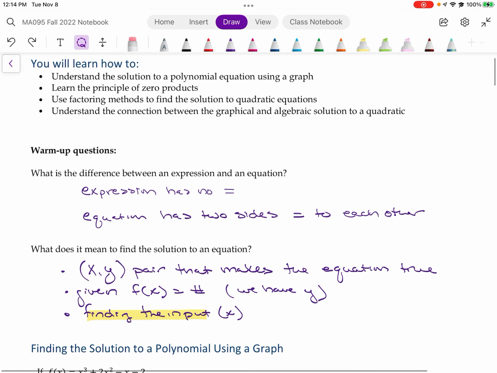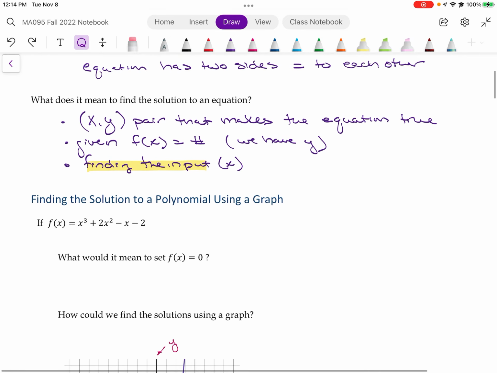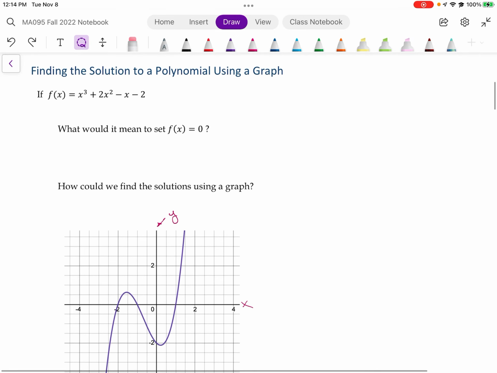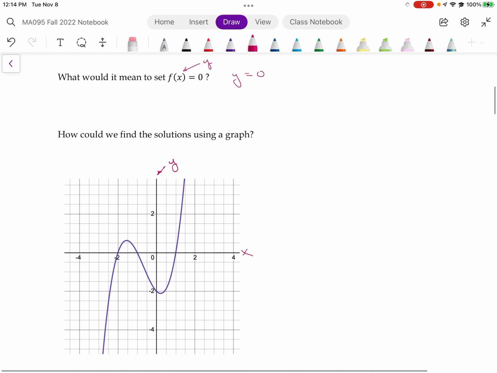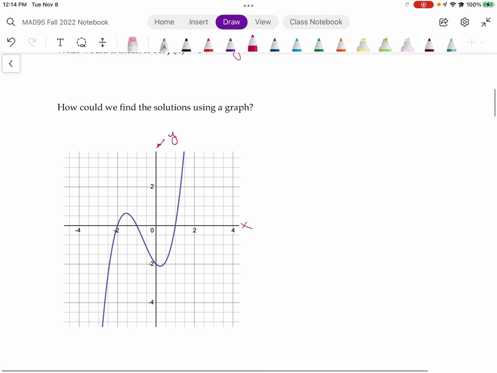All right, so we're going to look at finding the solution to a polynomial just using a graph. So if we have f of x equals this equation here, what would it mean to set that equal to 0? So when we have f of x equals 0, that means that f of x is y. So that means y equals 0. So where is y on a graph? Y is the vertical axis, right? X is the horizontal axis.